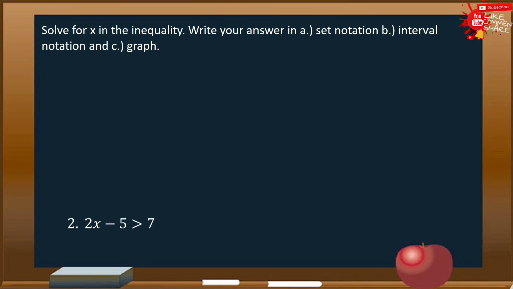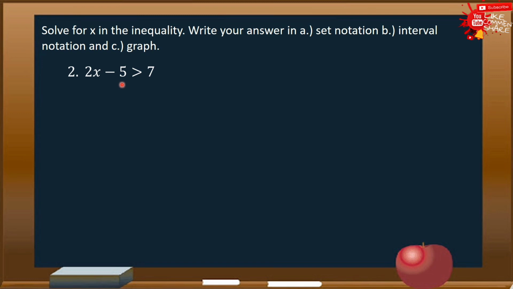Now, let us have our second example. So, we have here 2x minus 5 is greater than 7. So, dito, ano muna yung una nating gagawin? So, dapat pagsamahin muna natin yung constant sa right at yung may variable sa left.